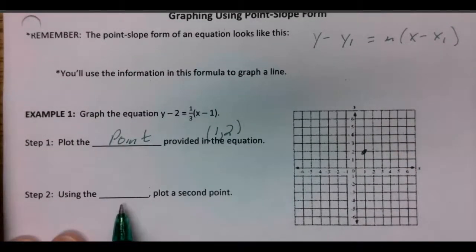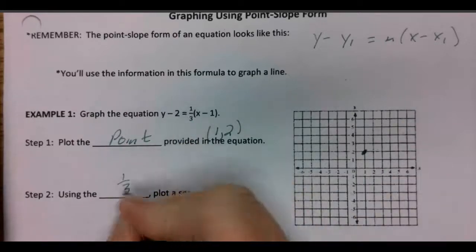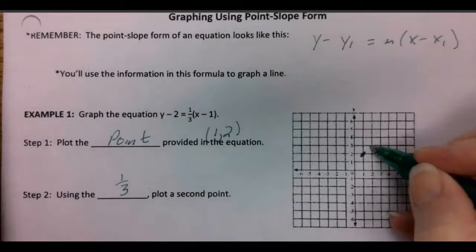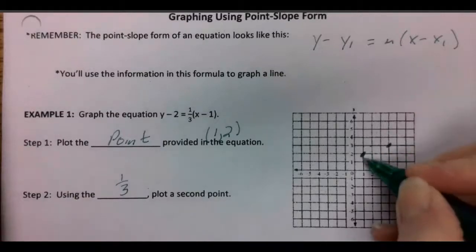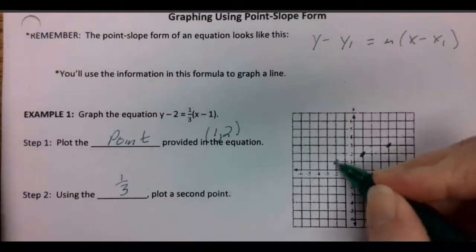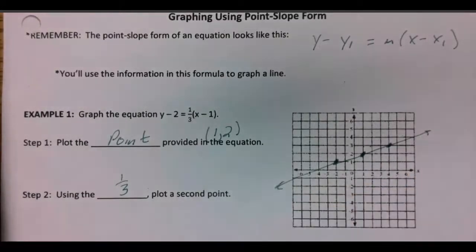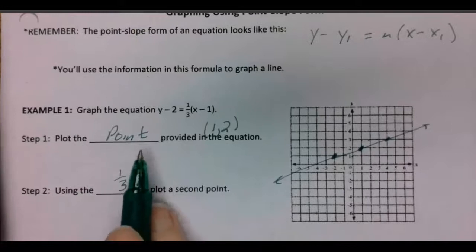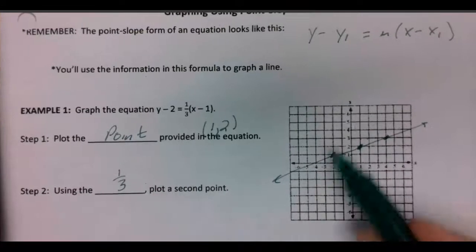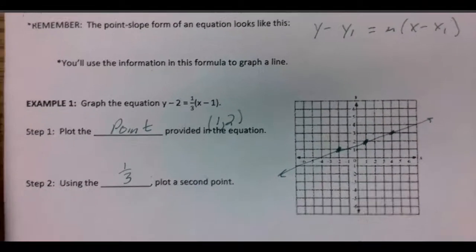Using the slope, find the second point. So our slope is 1/3. So I'm going to go up 1 over 3, or I could have gone down 1, 3 to the left. There's my graph. Okay, do you see how it's just like slope-intercept? The only difference is you plot a point instead of the y-intercept. We don't know the y-intercept on this one, nor do we care.